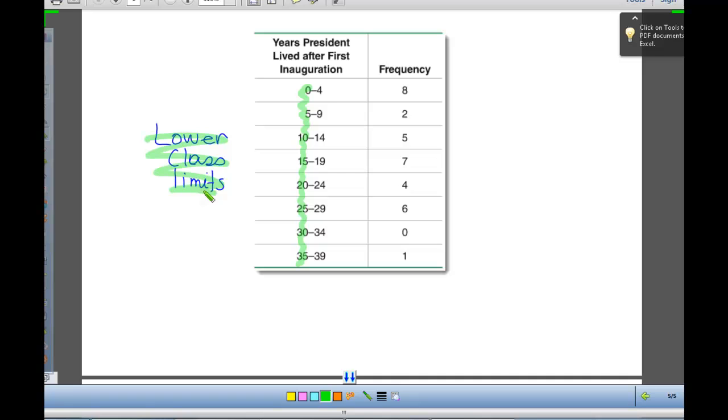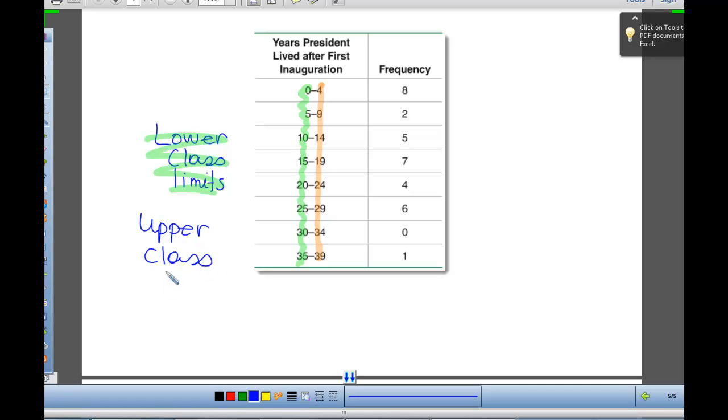Lower class limit. The upper class limit is the largest value that can belong to the class. So this second little range of values here, these are my upper class limits. Those are the upper class limits.